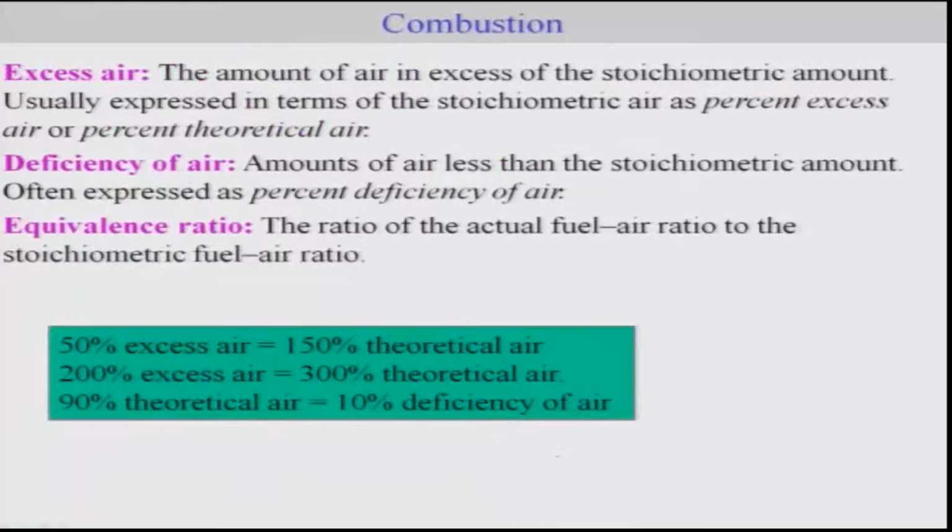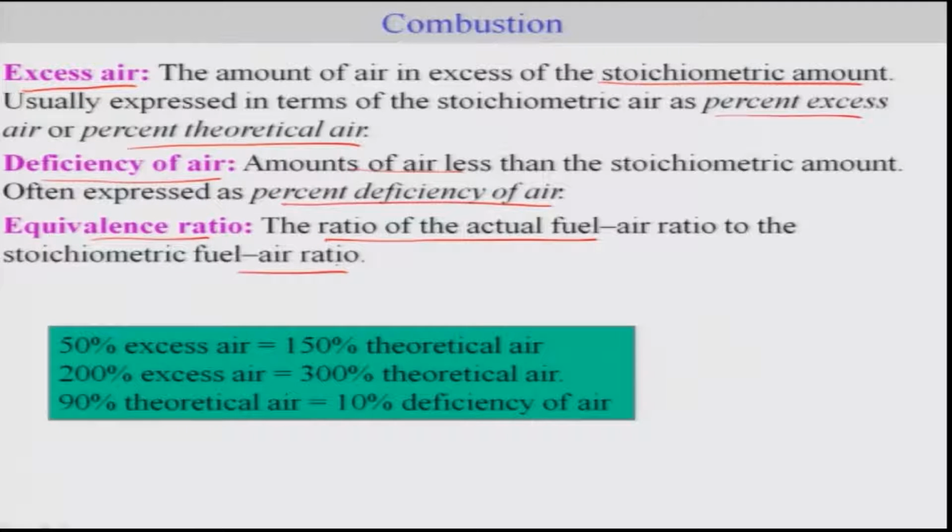Thus we define other terms such as excess air, which is the amount of air in excess of the stoichiometric amount, and usually this is referred to in terms of percentage excess air or percentage theoretical air. Then deficiency of air, which is the amount of air less than the stoichiometric amount, is often expressed as a percentage deficiency of air. Equivalence ratio, though not very commonly used, is the ratio of the actual fuel air ratio to the stoichiometric fuel air ratio.